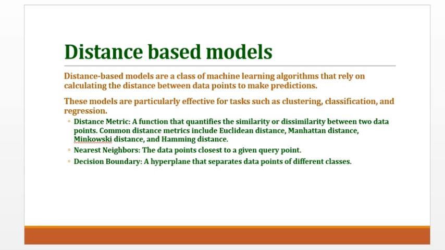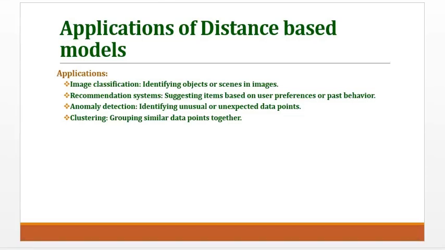Now, a few different types of distance-based models are KNN, which is the K nearest neighbors, K means clustering, or distance weighted models. In this, we'll be learning about the K nearest neighbor classification in detail. It's based on distance-based models.